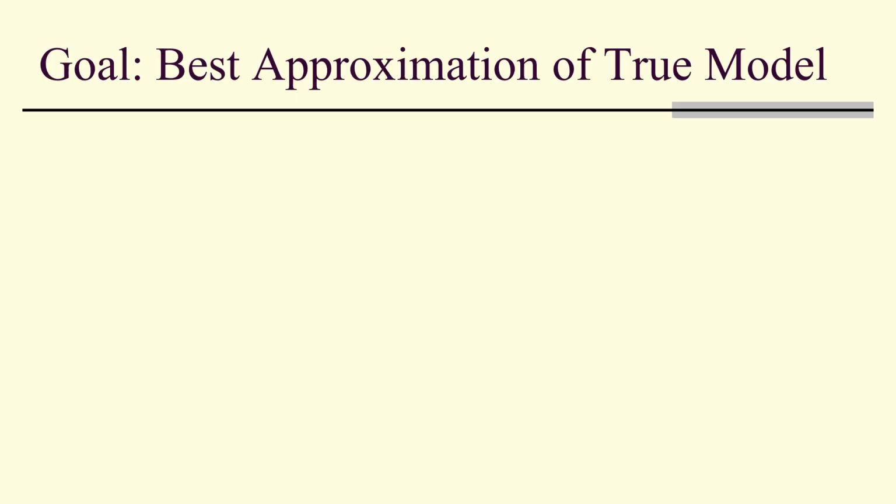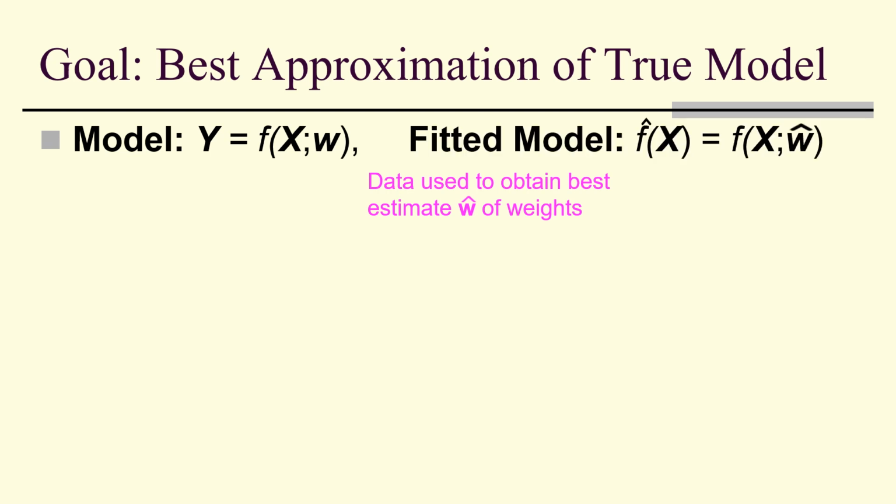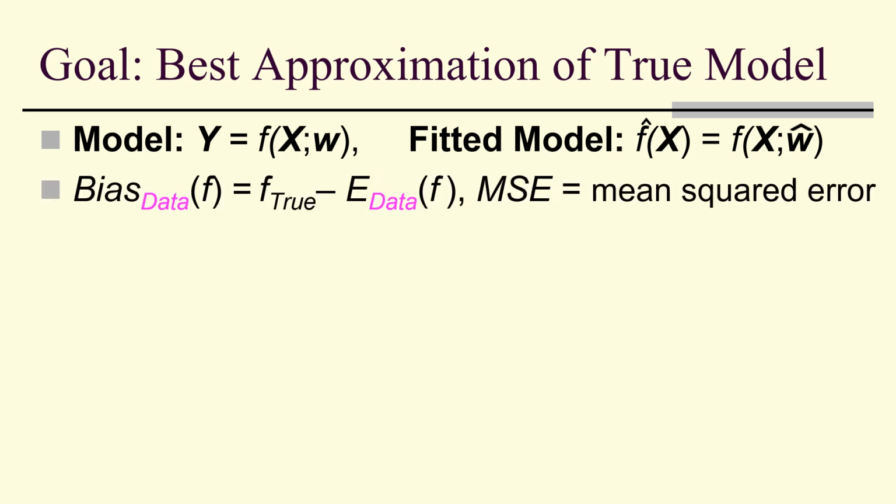So in general, our goal is the best approximation of some kind of a true model. Our model that we're going to use is a parameterized model. Y, the response, is a function of X, the features, given some parameters. We use data to obtain the best estimate of the weights, and that leads us to a fitted model. So the model F hat is still F of the features, but now with a fixed best estimate of the weights. We're going to have bias, and notice we have a true model in the bias.